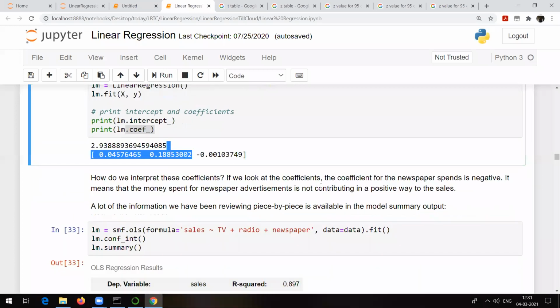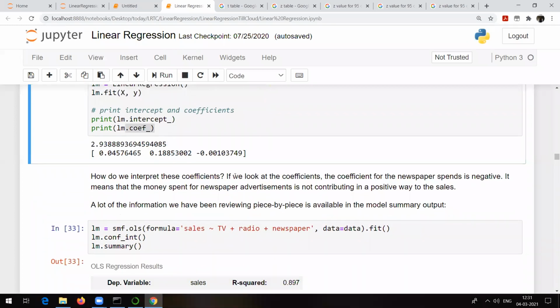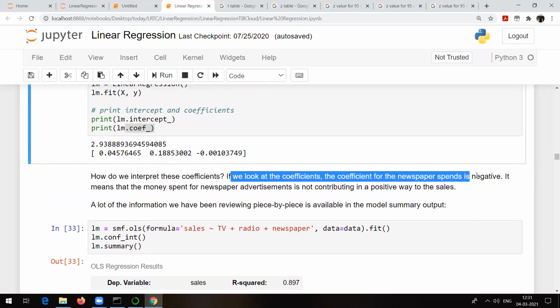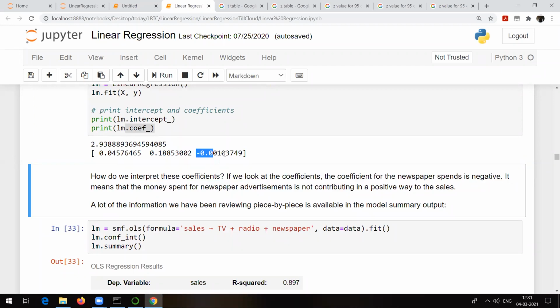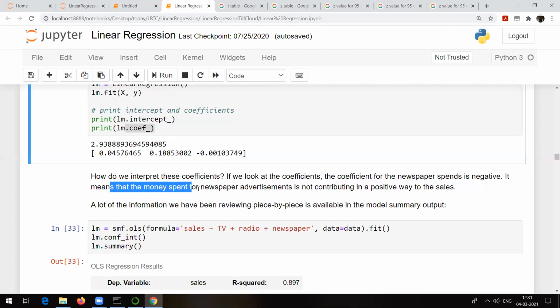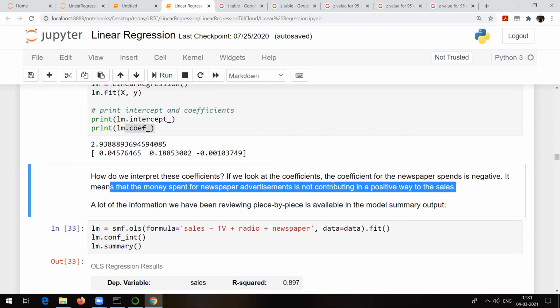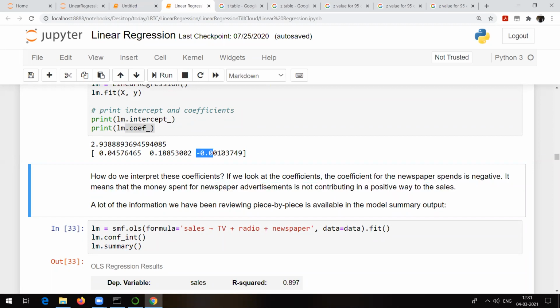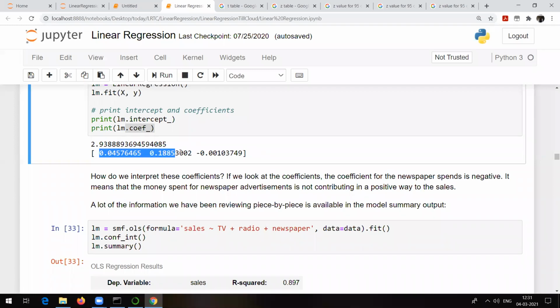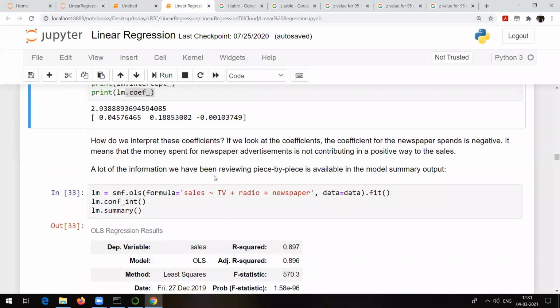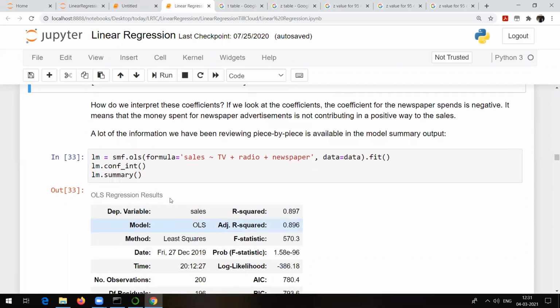Now, how do we interpret this? If we look at it, the coefficient for newspaper spends is negative. That is this one. It means that the money spent on newspaper advertisement is not contributing in a positive way to the sales. That means one should not spend more money on newspaper ads if he wants more sales. Definitely, you can spend money on TV advertisements and radio advertisements, but for newspaper advertisements, the coefficient is negative. It is contributing in a negative way.